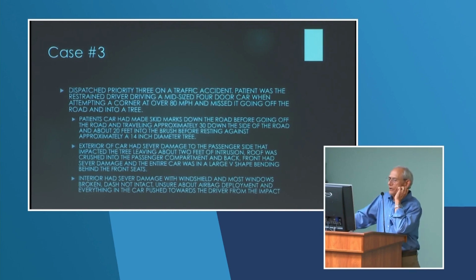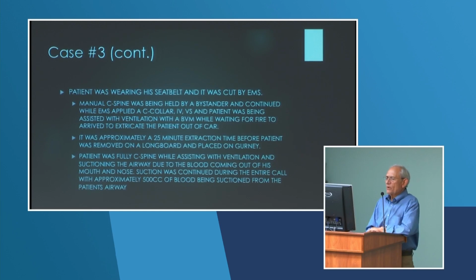Exterior of car had severe damage to passenger side that impacted the tree, 2 feet of intrusion, roof was crushed. Front had severe damage, entire car was in a large V shape. Interior had severe damage with windshield and most windows broken, dash not intact, unsure about airbag. Everything in the car pushed toward the driver from the impact. Manual C-spine being held by a bystander, continued while EMS applied a collar. IV, vital signs, patient being assisted with ventilation with BVM while waiting for fire to arrive to extricate the patient out of the car. Approximately 25-minute extrication time before patient was removed on a long backboard and placed on the gurney.